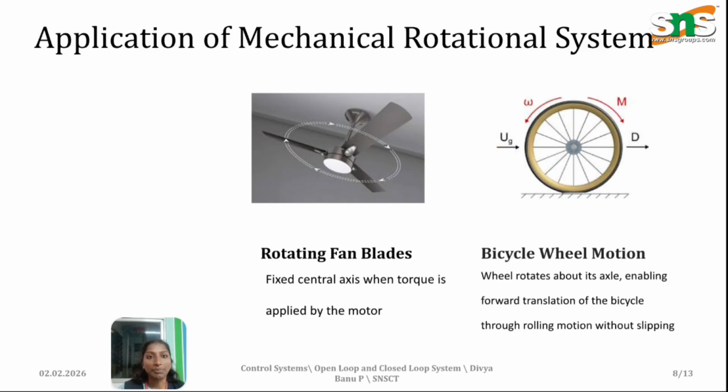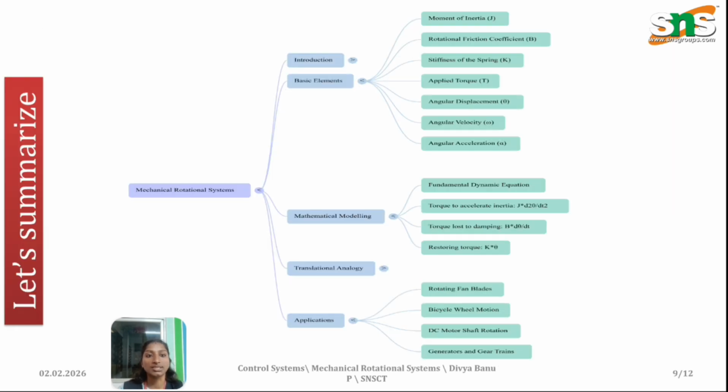Coming to the applications of mechanical rotational system, in day-to-day life we use bicycles and fans. Rotating fan blades rotate about a fixed central axis when torque is applied to the motor. Coming to the bicycle wheel motion, the wheel rotates about its axle, enabling forward translation of the bicycle through rolling motion without slipping. So this is mechanical rotational system.